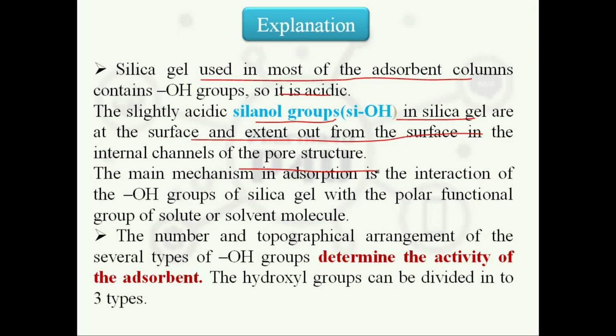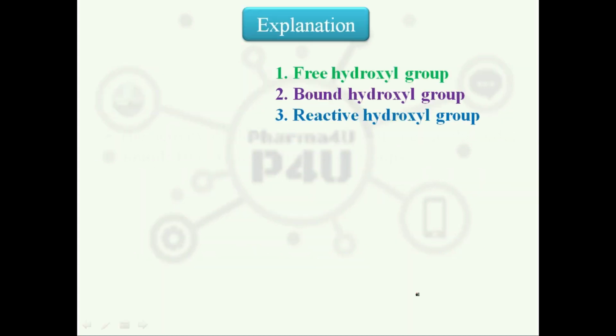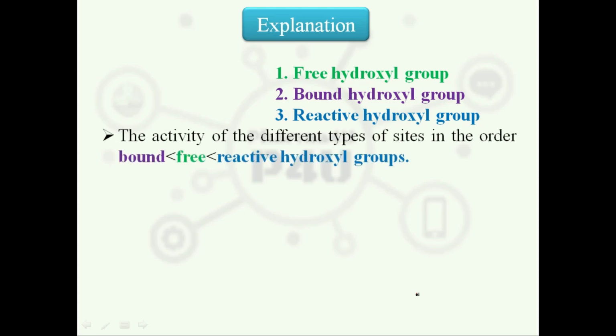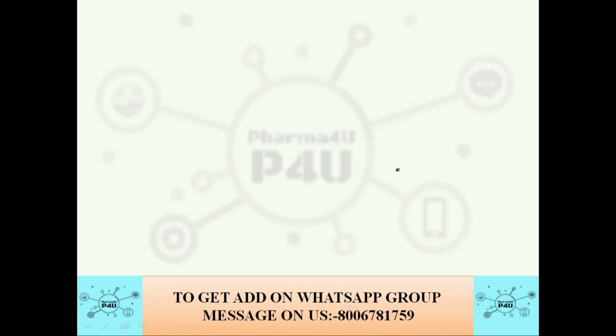Here we have more explanation on this: the number and topographical arrangement of the several types of OH groups determine the activity of the adsorbent. The hydroxyl groups can be divided into three types: free hydroxyl group, bound hydroxyl group, and reactive hydroxyl group. Here we have the activity order: bound, free, reactive hydroxyl group. So it's an order of OH groups. Moving on to the next question.